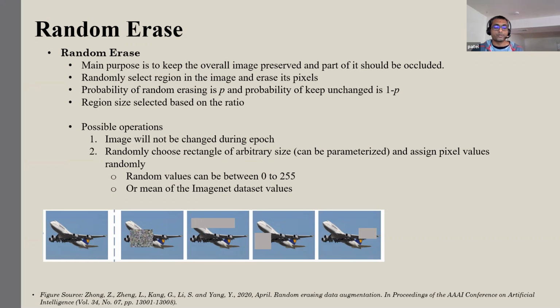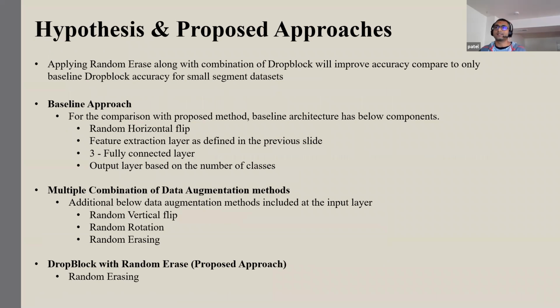It's computationally heavy. So in my new approach, what I'm suggesting is that we can combine these two different approaches in a controlled way, so that we can get a little higher accuracy compared to the baseline architecture with the help of RandomErase plus DropBlock, with a controlled number of occurrences of the regularization versus the data augmentation method. And I compared it with three different approaches. One is the baseline approach.